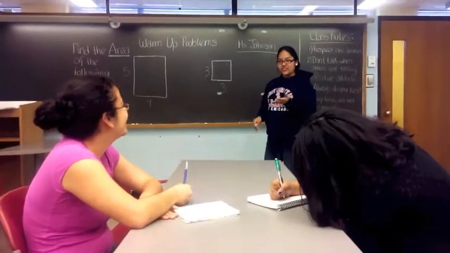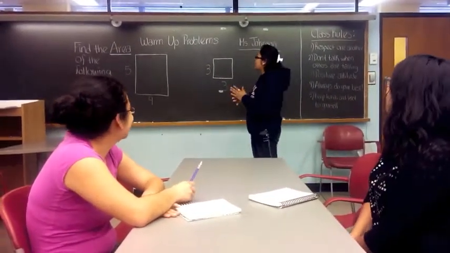Miss Johnson, why is 5 times 4 square units? Because it's not a square. It should be rectangle units.